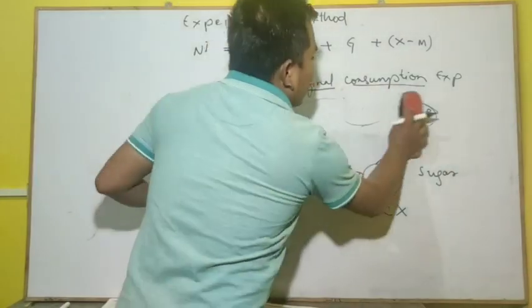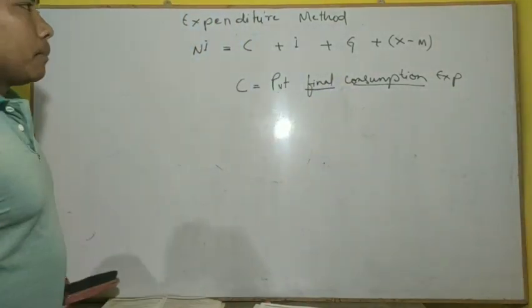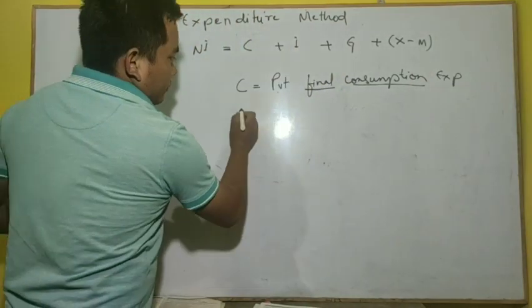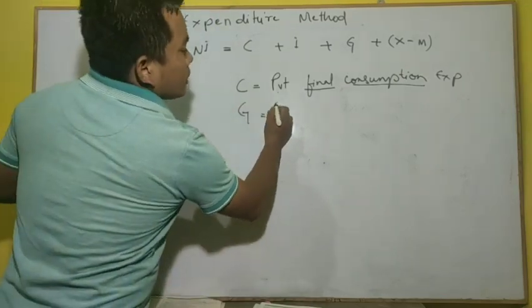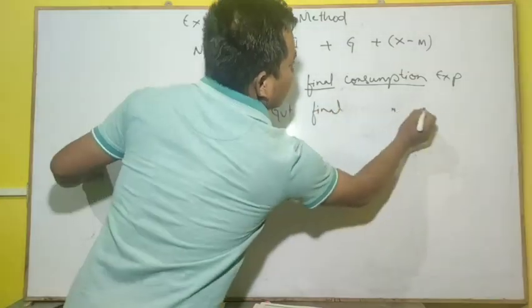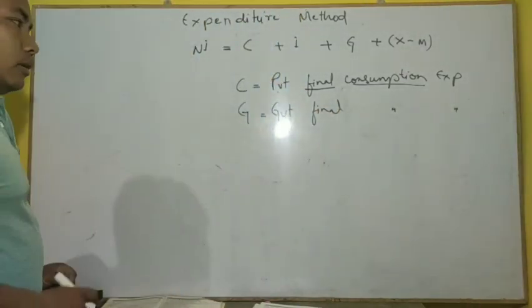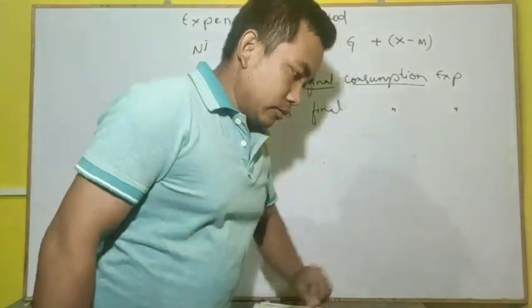Next, in the formula I comes second, but I want to finish the G first. What do I mean by G? G means government final consumption expenditure. Let me repeat: government final consumption expenditure.